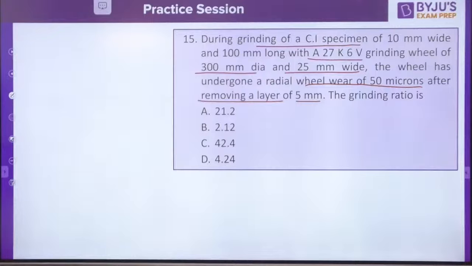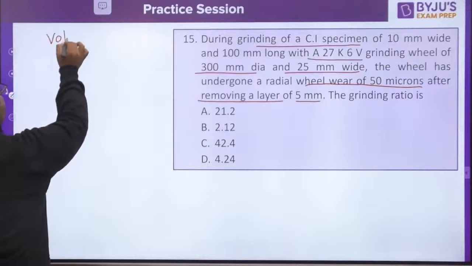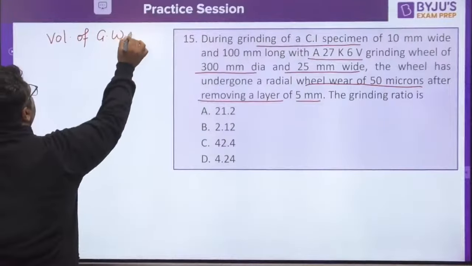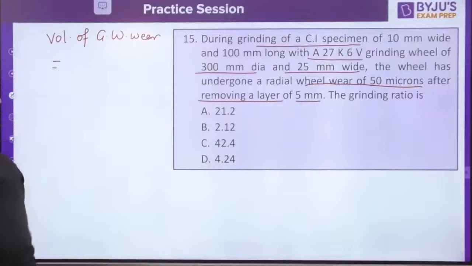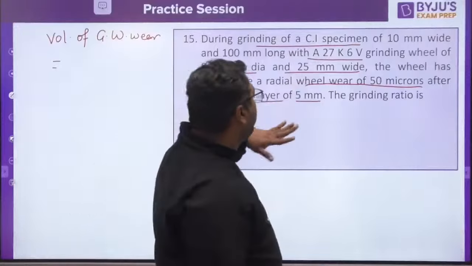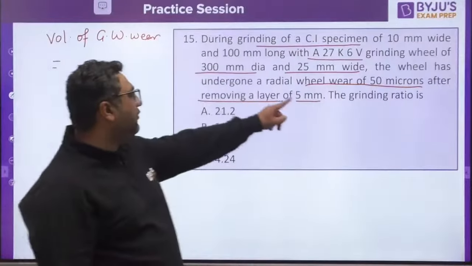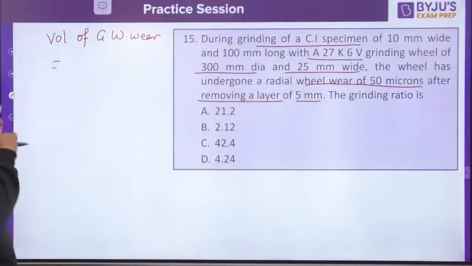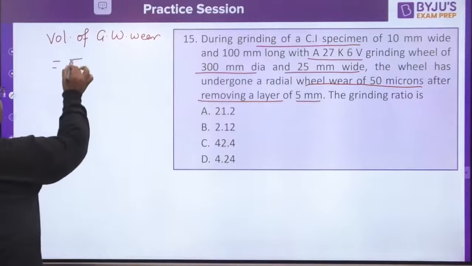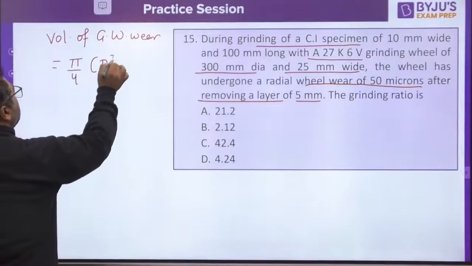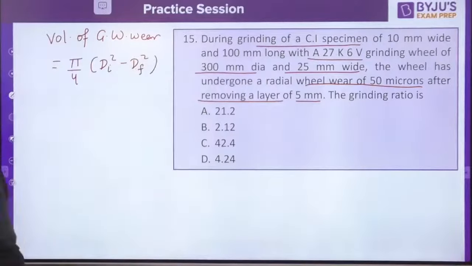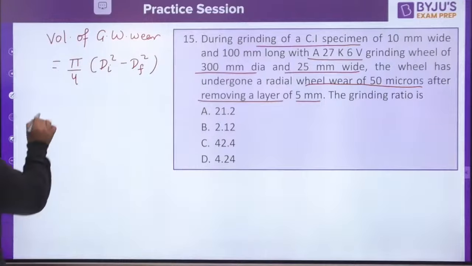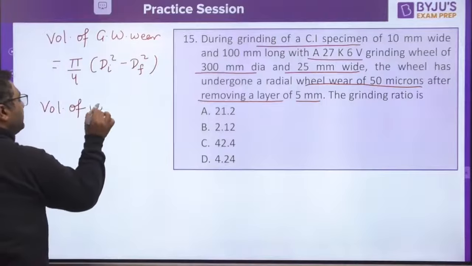So solve it. First of all, find out the volume of grinding wheel wear. It is mentioned that the grinding wheel of 300 mm diameter and 25 mm wide has undergone a radial wear of 50 microns after removing a layer of 5 mm. So you can find out pi by 4 (di square minus df square), as the radial wear is given, and then you would be finding out the volume of workpiece removal.